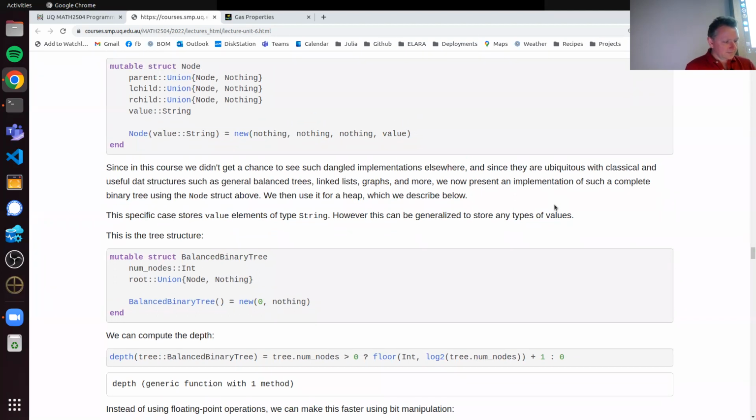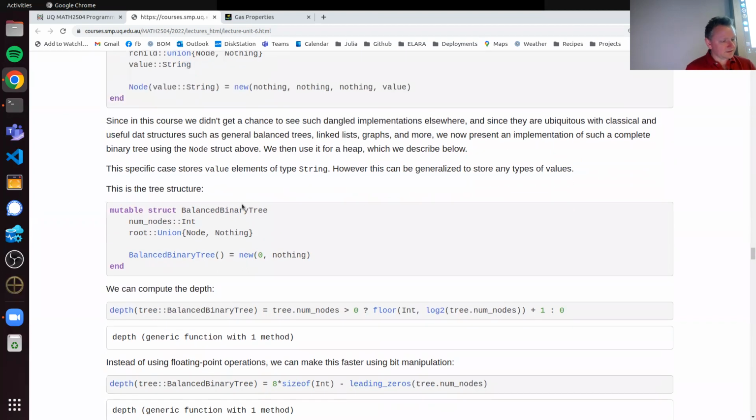So these are very specific nodes. They can only hold strings, and the tree itself consists of some integer, which is the number of nodes, and the root node. Now, if that number's 0, the root node will just be nothing. But if that number's non-zero, then the root node will be a node. Okay.